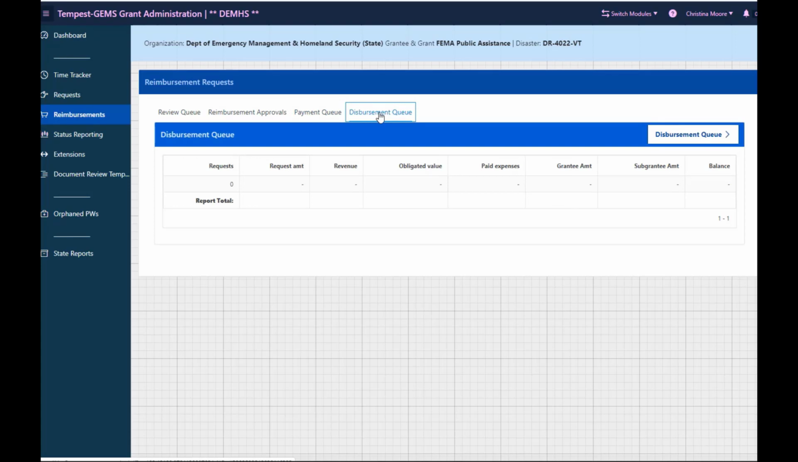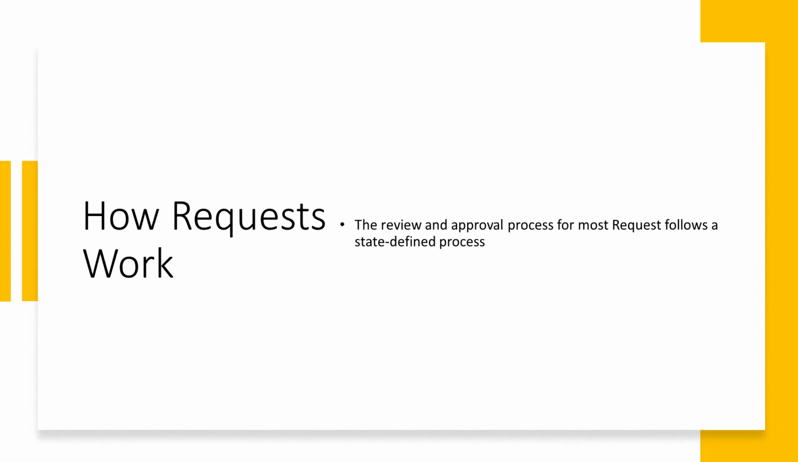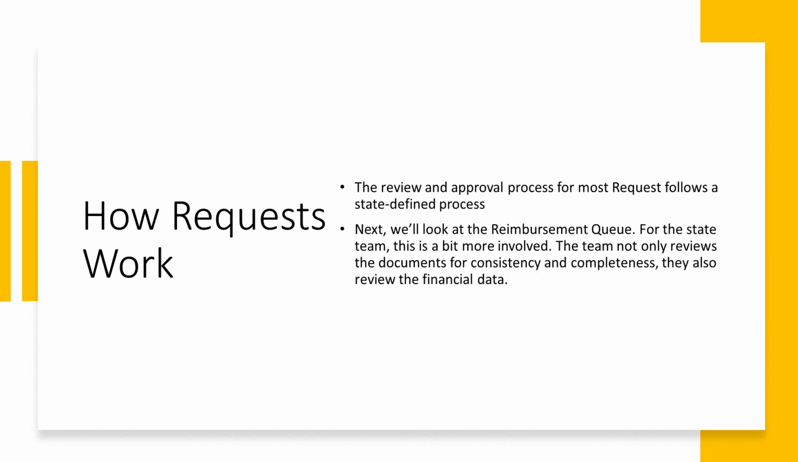Please pause the video or rewind it if we go too fast through this. Lean right in. The review and approval process for most requests follows a state-defined process, often a quick document validation involving consistency and completeness. Are documents actually what they're supposed to be? And how are applicants doing at gathering the essential documents as defined in the master list that we call Virtual Binder? Next, we'll look at the reimbursement queue.